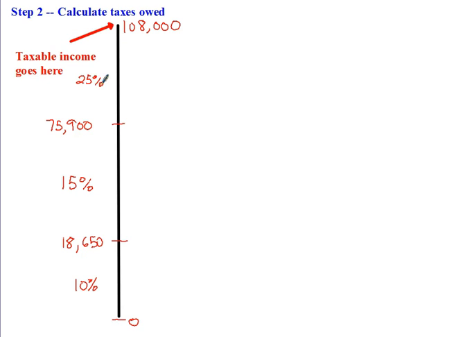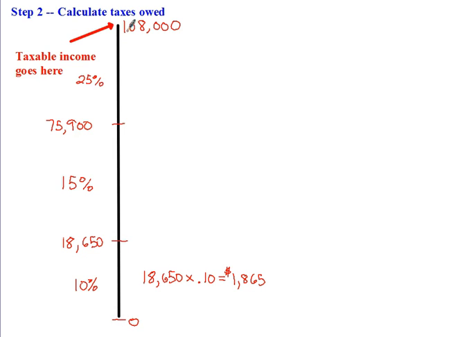Now, here's how you actually go about calculating your taxes. We got to say how much income did he earn in each one of these brackets. So how much income was earned in this bracket? Well, you take the top of the bracket, $18,650, minus the bottom of the bracket, which of course is 0. So he made $18,650, and that money got taxed at 10%. And so on that money, he's going to have to pay $1,865 in taxes just for this income in here.